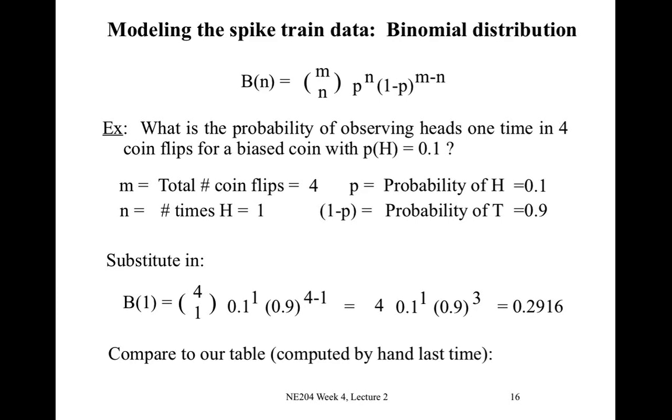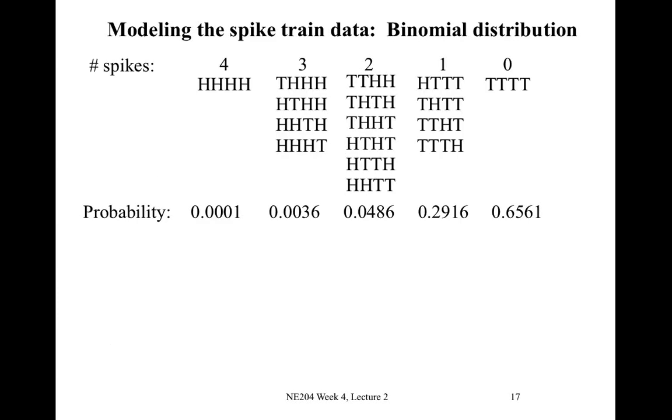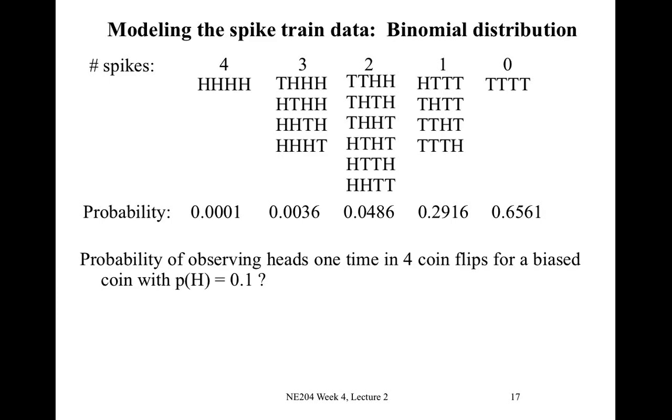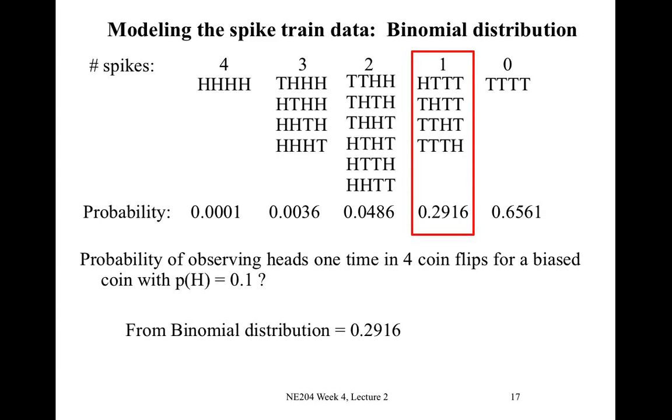Let's compare it to our table, which we made painstakingly by hand last time in class. So here's our table where we indicate the number of spikes from 4 to 0 spikes, and we list all possible coin flips. And if we ask what is the probability of observing heads 1 time in 4 coin flips for this biased coin with a probability of 0.1, we can look in our table and ask, okay, we want the number of spikes to be 1. We listed all possible outcomes here, and then we computed this probability. And we could compare this probability that we computed by hand, highlighted here in the red box, with the probability from the binomial distribution. And the important thing is we find that they match.